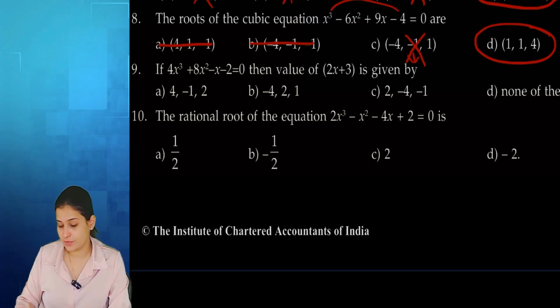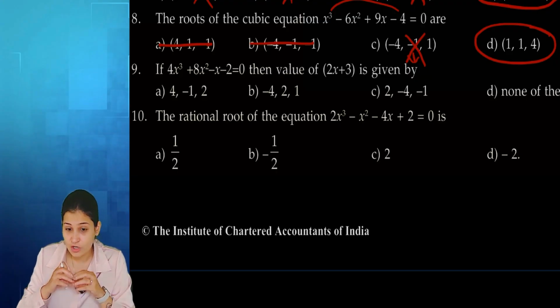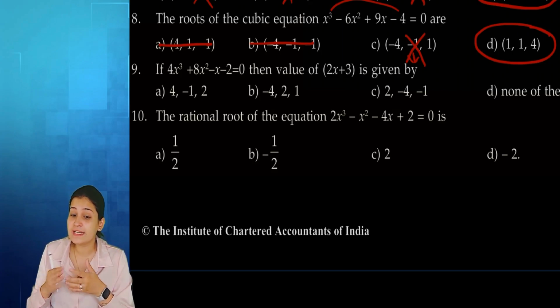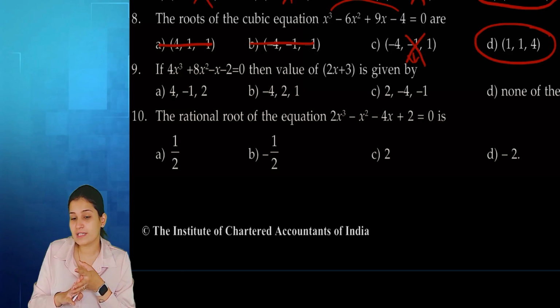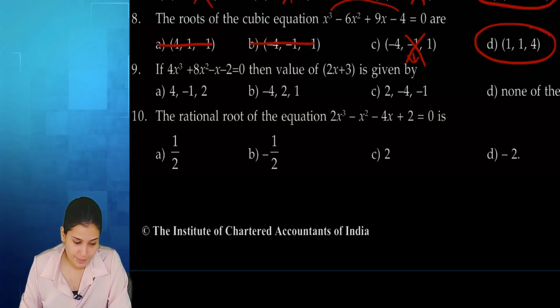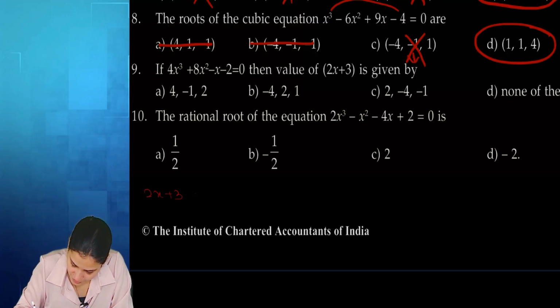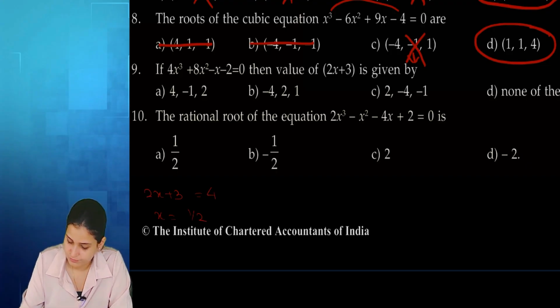Now 9 is a good question. See, in your options, you are not given the value of x. You are given the value of 2x plus 3. So this will increase our workload. What will happen in this case? Let us take 2x plus 3. First option is 4. So from here x will be 1 by 2.